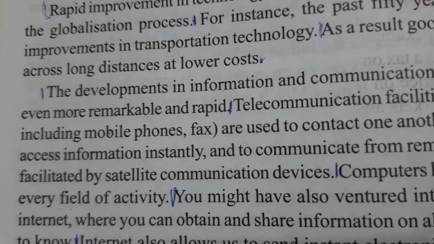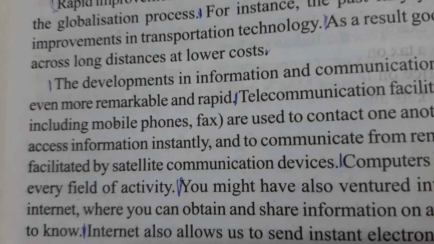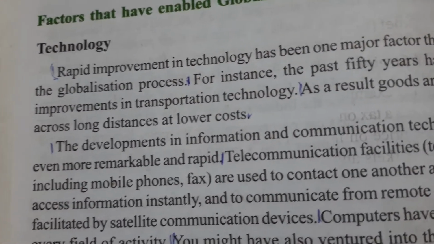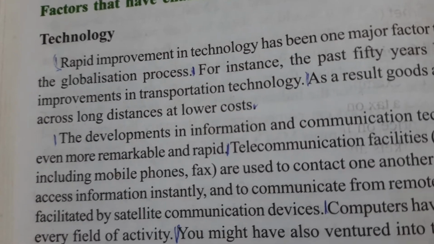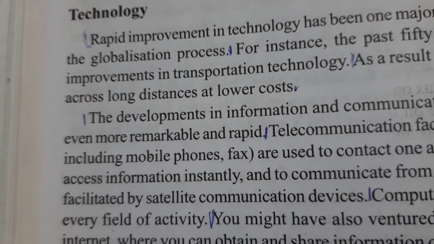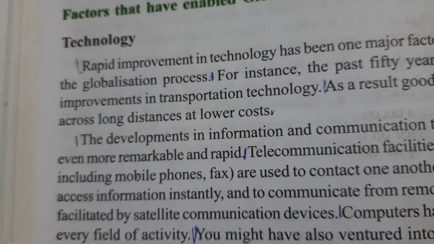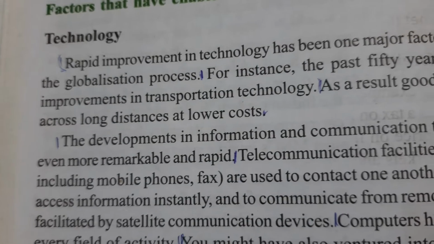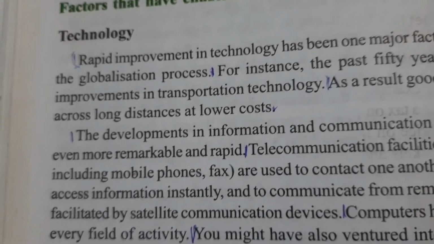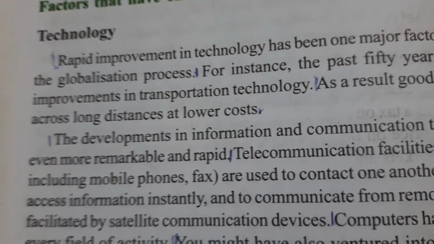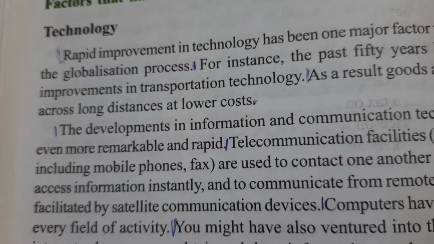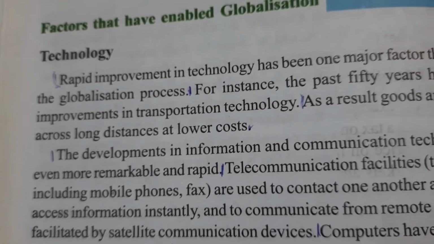improvement in technology during the last 50 years. This is the major factor for globalization. There is a development in information and communication technology. So telecommunication facilities like telegraph, telephone, mobile phone and fax have improved a lot during the last 50 years. And there is a certain boom of computers and internet. All these things have a great contribution in the field of globalization.